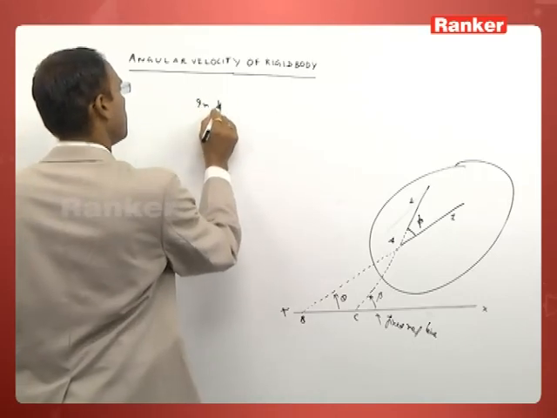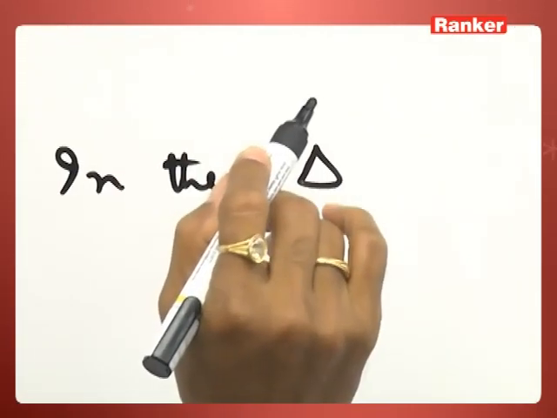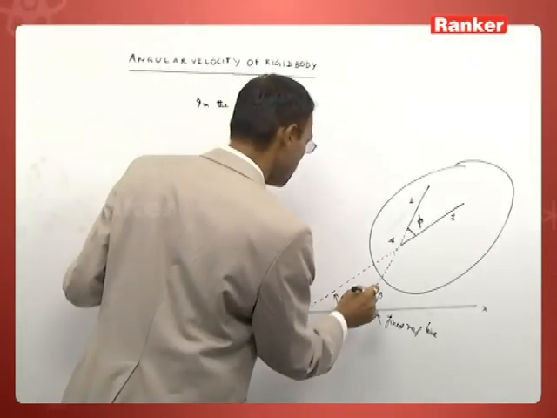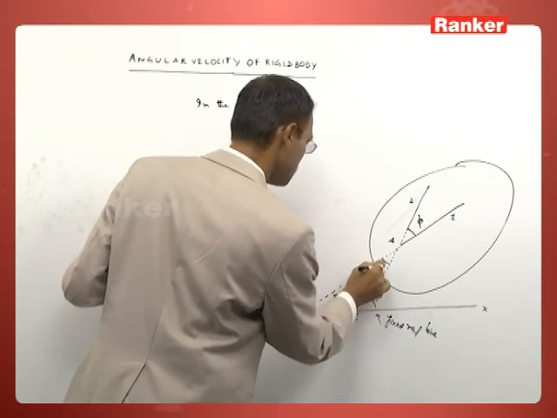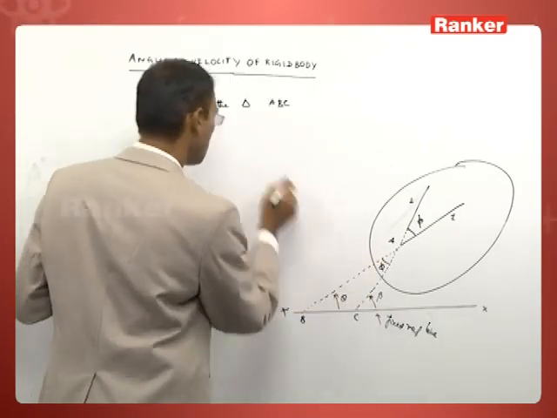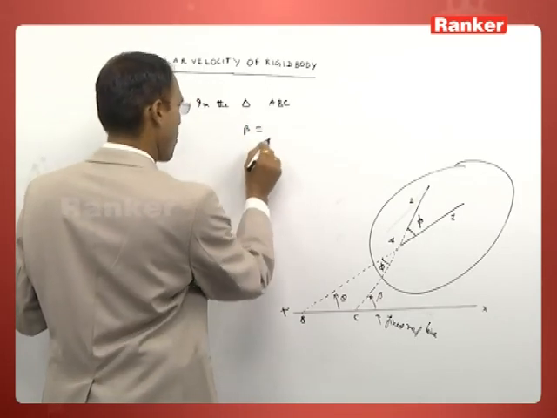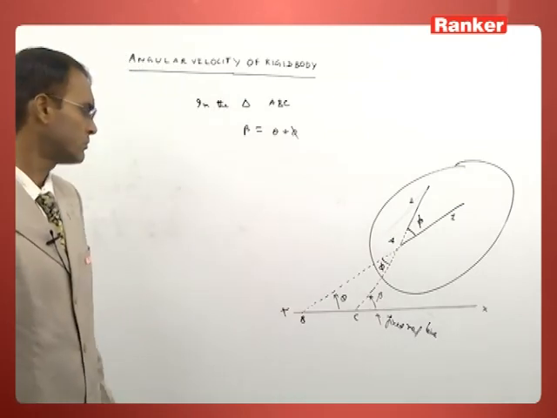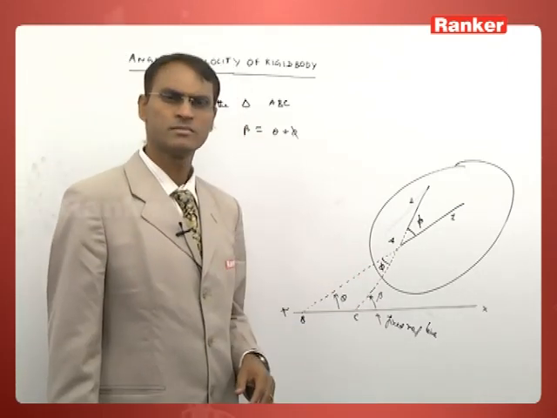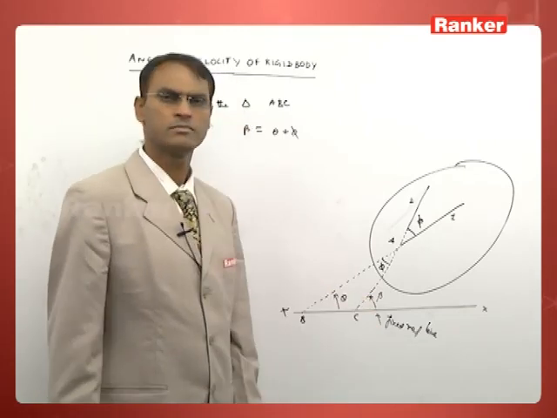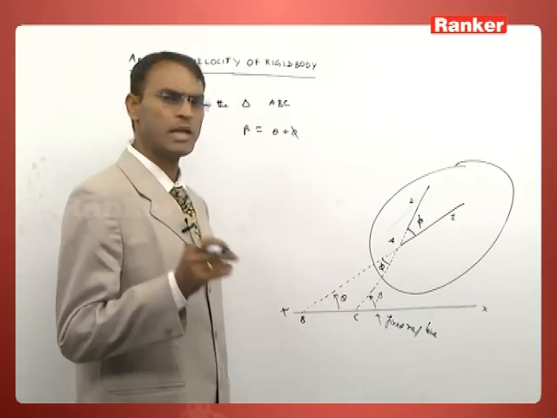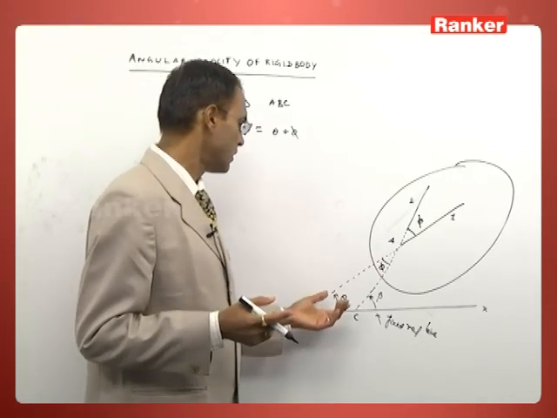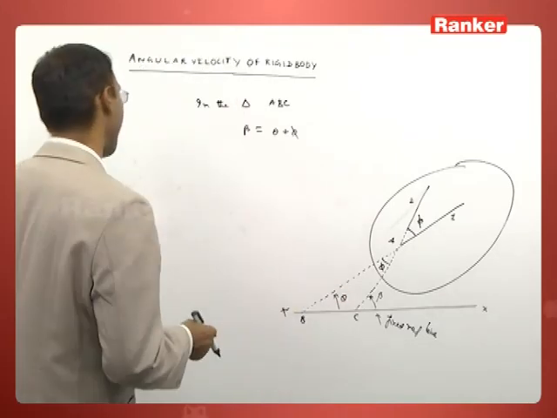In the triangle ABC, we know that beta is equal to theta plus phi. Sum of these two internal angles will be equal to this angle. This is a simple geometrical idea studied in 10th standard. You would have studied this.